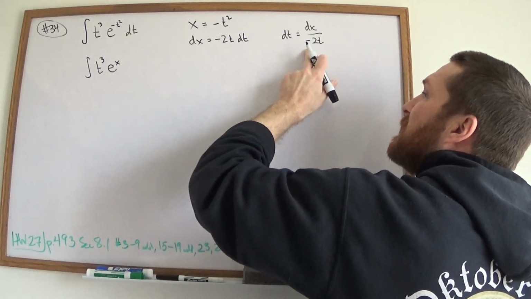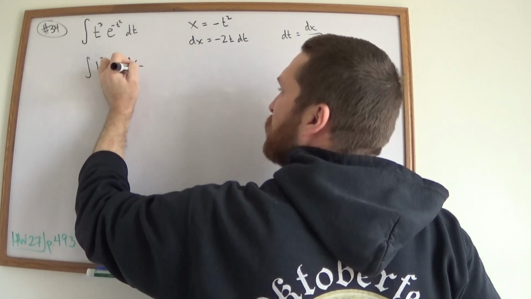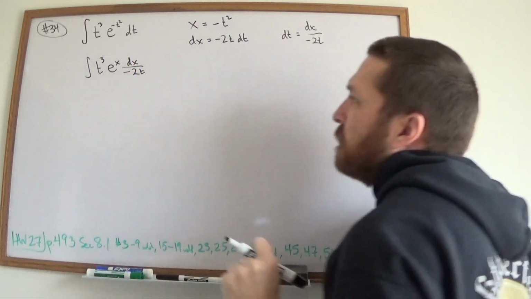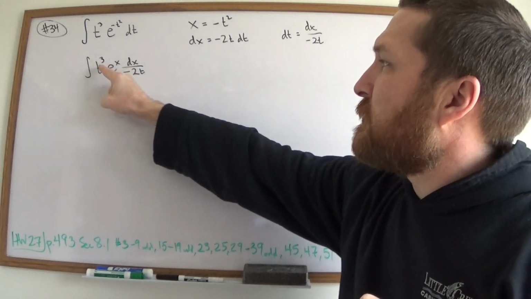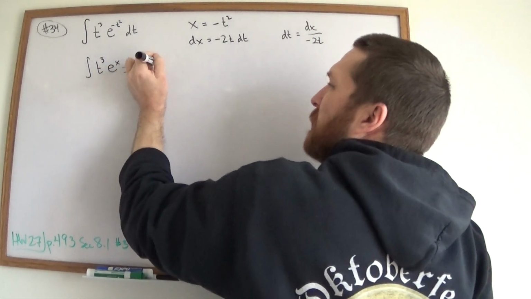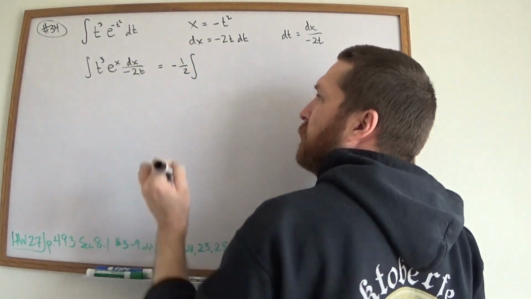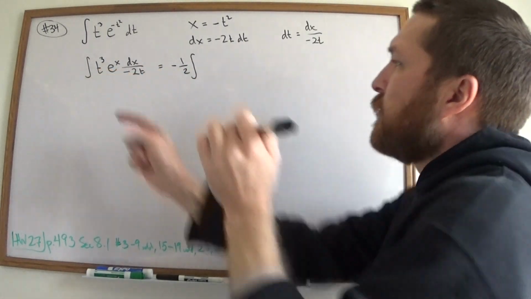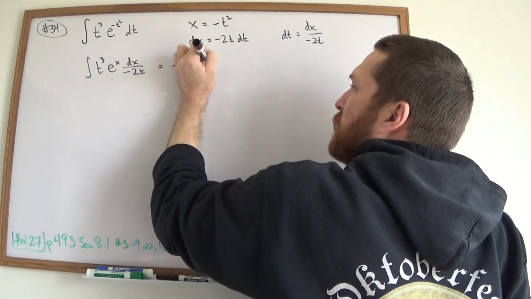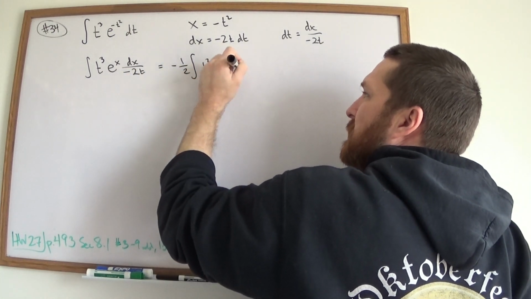dt is now dx over minus 2t. Okay? So 1t cancels, and we have a negative, so I'm going to pull out the constant, negative 1/2, out front. Integral. One of those cancels one of those, so now we have t squared, and then everything else is dx.